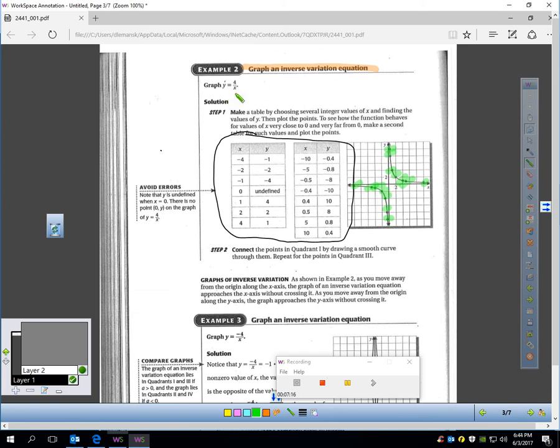You're going to plug the inverse variation equation in your calculator. You'll hit table, and you're just going to plot points until you have enough points to get a good feel of the curve. So I don't know that there's much more to say about that here.